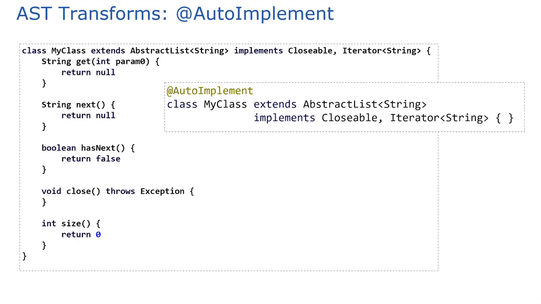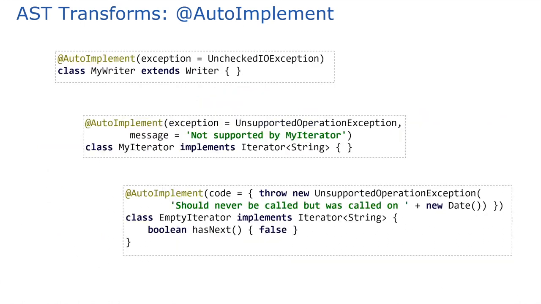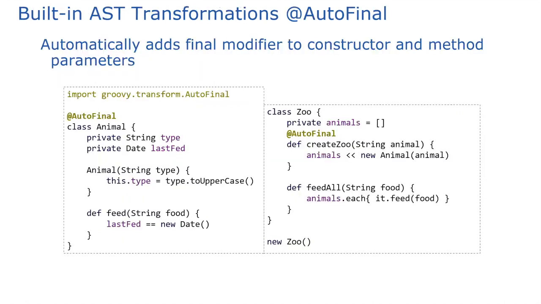So auto implement will give you dummy versions of all the methods that are in any interfaces of your class, or any abstract methods that are in any base classes. It'll give you dummy implementations of those, and there are ways to tweak it to throw unsupported operation exceptions or do other things instead of just returning null in those dummy methods. So it's configurable.